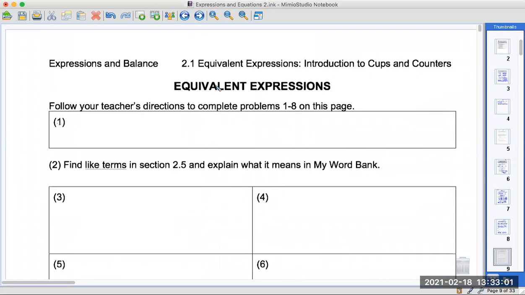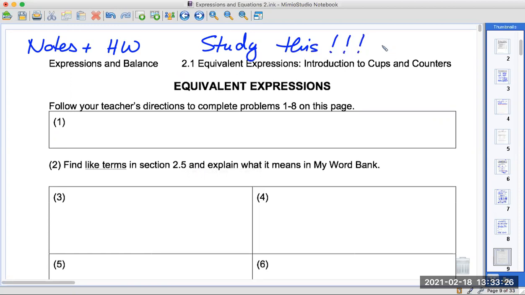Page 6 is notes and homework. So this is the important page to study. This is called notes and homework. Study this. It's important that you learn this. Equivalent expressions. Remember, equivalent means the same, right?